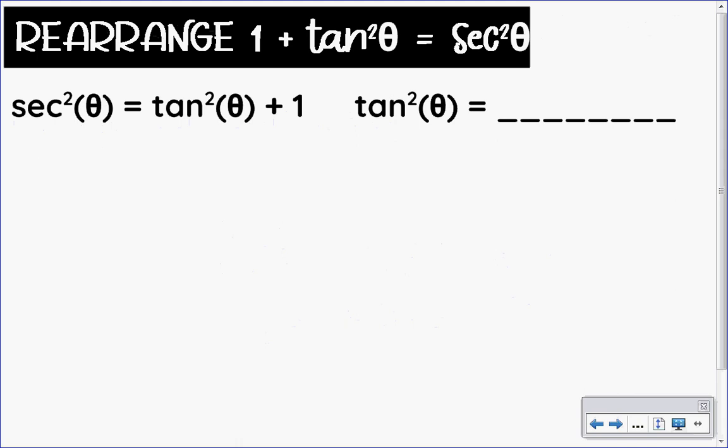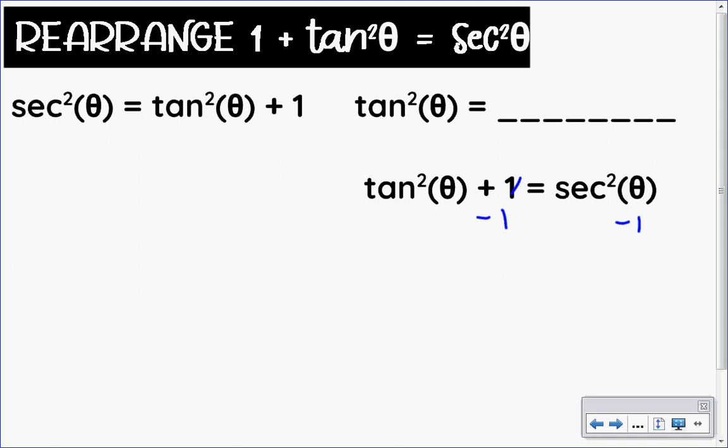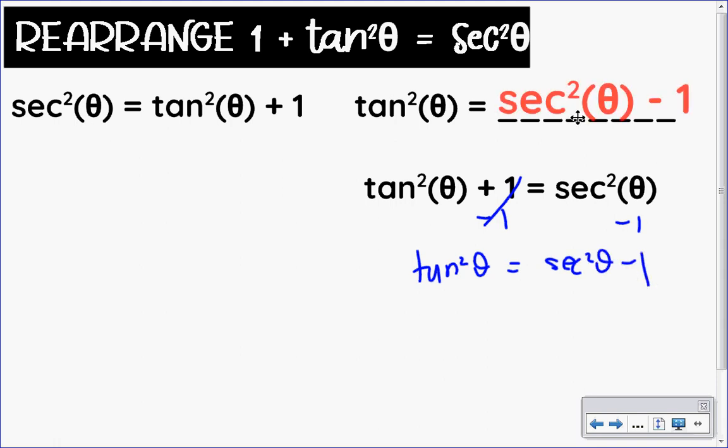So I want to rearrange that. It's already in terms of secant squared. Let's rearrange it so that tan squared is by itself. And I will subtract 1 from both sides and get that tan squared theta is secant squared theta minus 1. So now I know if I see tan squared plus 1, I could replace that with secant squared. Similarly, if I saw secant squared minus 1, I could replace that with tan squared.